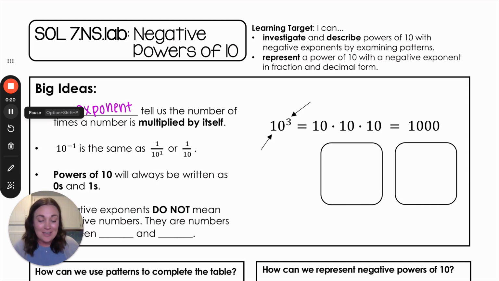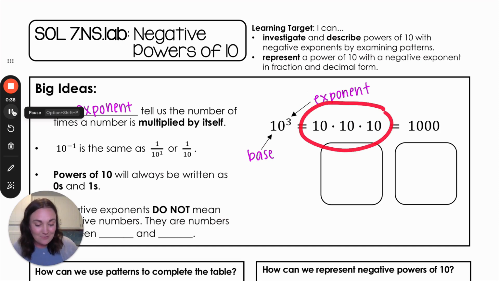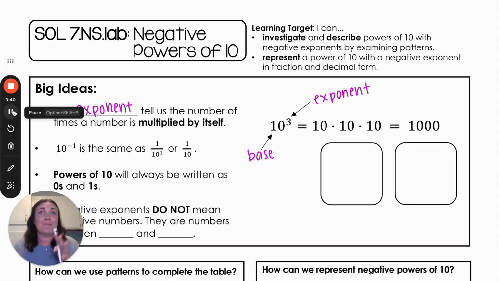Now, when we start looking at the whole power over here, remember that our big number that we're multiplying over and over again is called our base. And the small number that tells us how many times to do that is called the exponent. And then all together, that's called a power. Now, you'll commonly see us refer to two different forms that we write these powers of 10. Our expanded form is where you see the multiplication over and over again. And then our standard form is the normal number, fraction, or decimal.